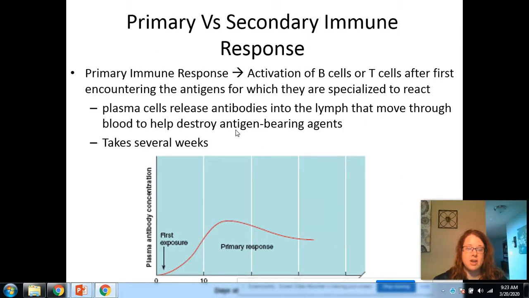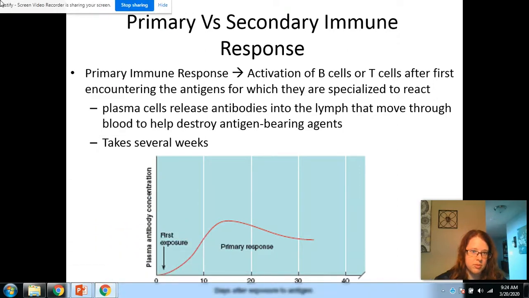You have to have the B cells create antibodies toward it. You have to have the T cells solicit whatever response needs to happen. And then it can do its attack. And this usually takes several weeks. This takes quite a bit of time. So you can see here we have our first exposure. Let me explain this graph to you first a little bit.